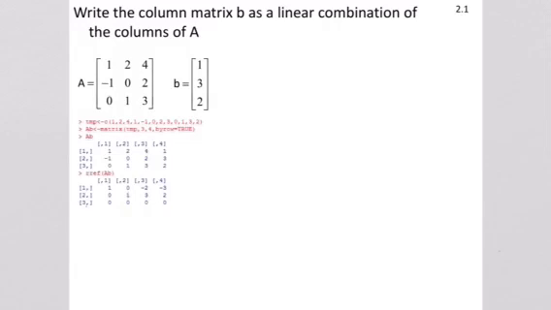Let's look at this example where we write the column vector B as a linear combination of the columns of A. This is equivalent to solving the system AX equal to B, which, as we saw a few moments ago, is equivalent to solving x1 A1 plus x2 A2 plus x3 A3 equal to B. In other words, we're looking for constants x1, x2, x3 so that those constants times the columns of A give B. To solve that linear system, you can use your calculator.